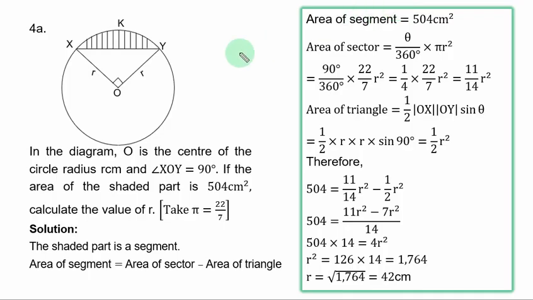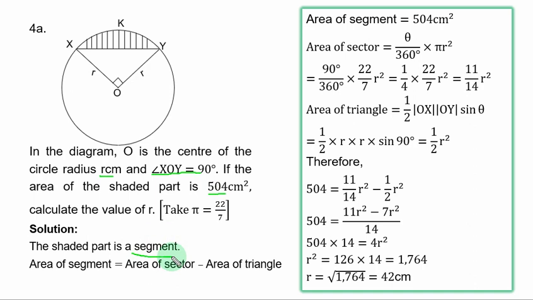Question 4a. In the diagram, O is the center of the circle, radius r cm, and angle SOY equal to 90 degrees. If the area of the shaded part is 504 square centimeters, calculate the value of r. So here you are required to know the name for the shaded part. The shaded part is bounded by an arc and a chord. Such a part is termed segment.